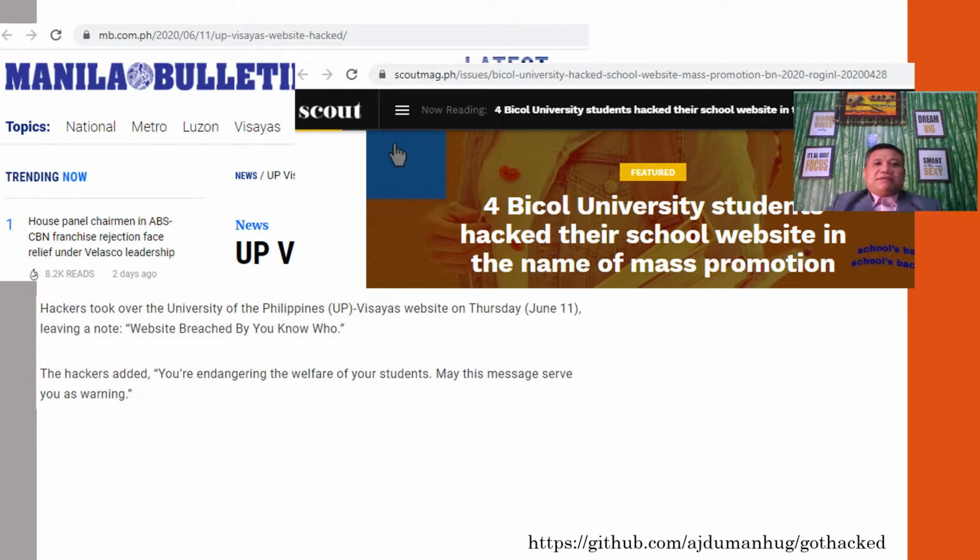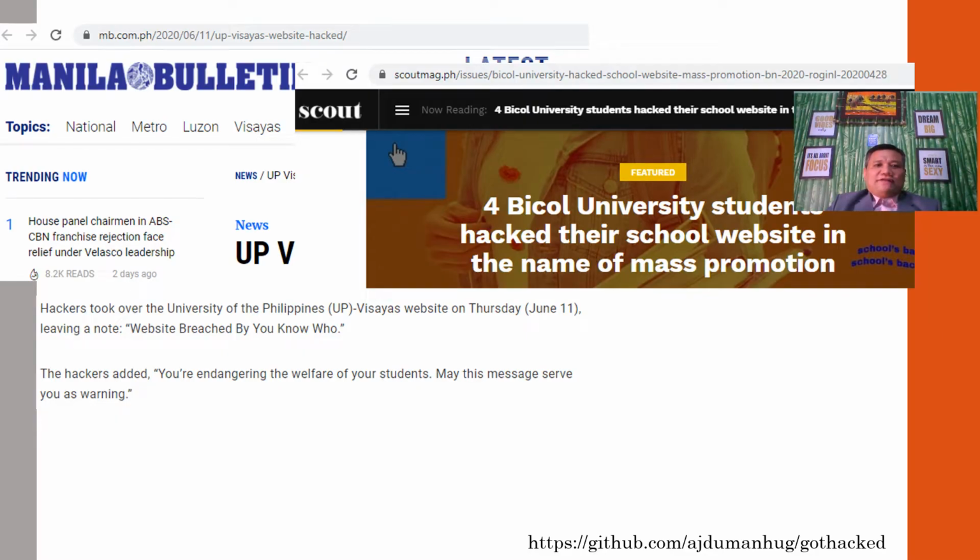Scoutmag.ph reported that the hashtag mass promotion now has been students' rallying cry on Twitter lately. Due to academic institutions relying on online classes, students are having a difficult time adjusting to the new normal, especially students without internet access readily available to them. Some students go to Twitter to voice out their concern, but 4 students from Bicol University took on an unusual protest instead. On April 27, Bicol University's official website got hacked. All of this trouble in the name of voicing out why online classes would not benefit the entire student body.